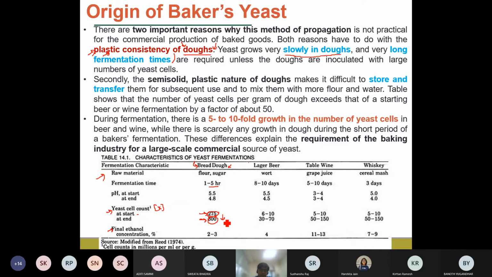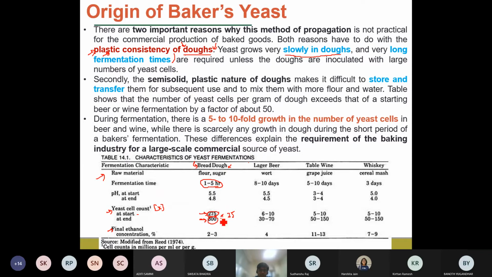So there is an increase of only 25 in the cell count in the fermentation time period of 1 to 5 hours. So we can see that if you would like to grow the yeast in the bread or dough structure, the growth rate is actually very slow.